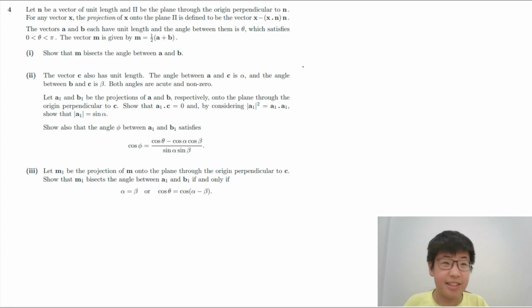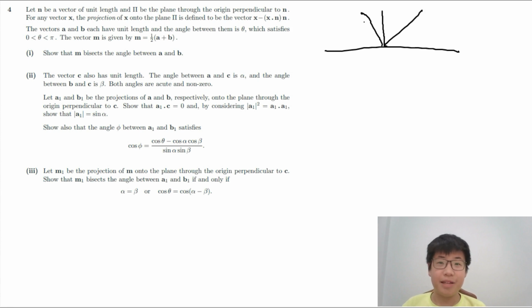Let's see. The vector C also has unit length. The angle between A and C is alpha. The angle between B and C is beta. Both angles are acute and non-zero. Just for fun, we're going to assume everything is in 2 dimensions. So we have A, C, B, and then this angle is alpha and this angle is beta. Show that the angle phi between A1 and B1 satisfies this. Well, this is phi. Well, what are we going to do?